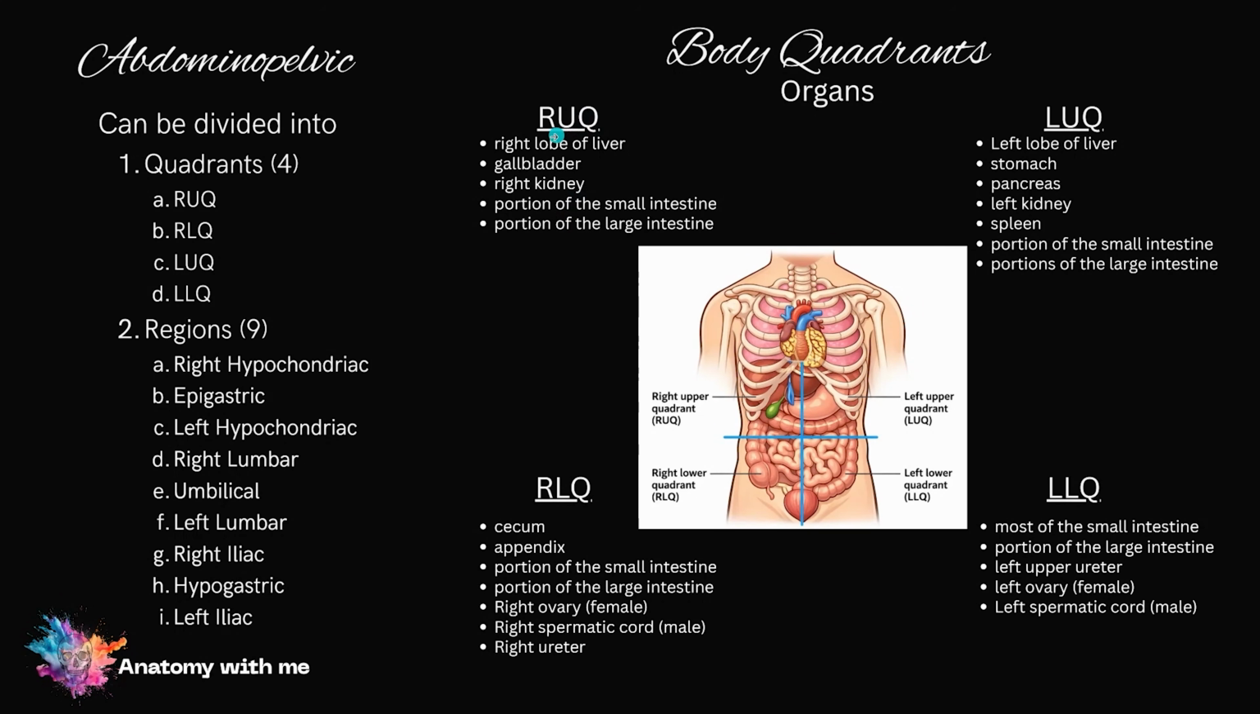In the right upper quadrant, you have the right lobe of the liver, gallbladder, right kidney, and portions of the small and large intestine. In the left upper quadrant, you have your left lobe of the liver, stomach, pancreas, left kidney, spleen, portions of the large and small intestine.